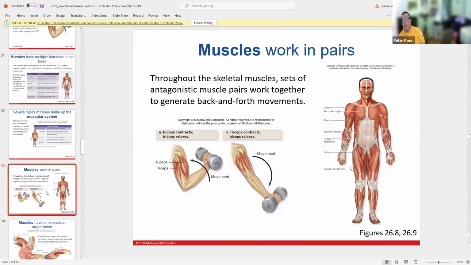First thing, muscles work in pairs. What one muscle does, another muscle has to undo. If I flex my forearm, I can't just unflex. There's nothing to unflex it. I have to use the opposite muscle and extend my forearm. So what one muscle does, the other has to undo.